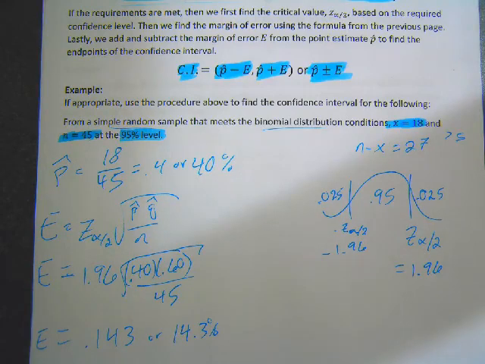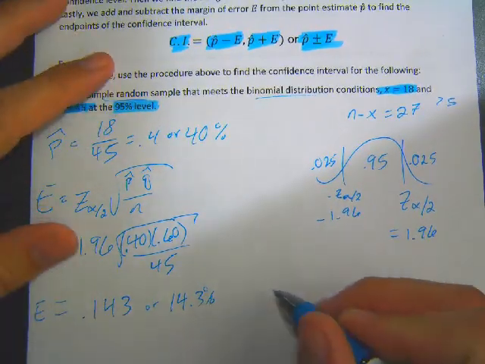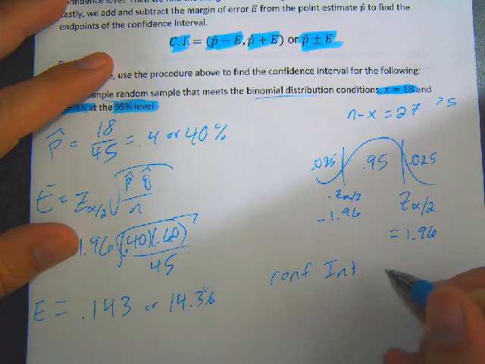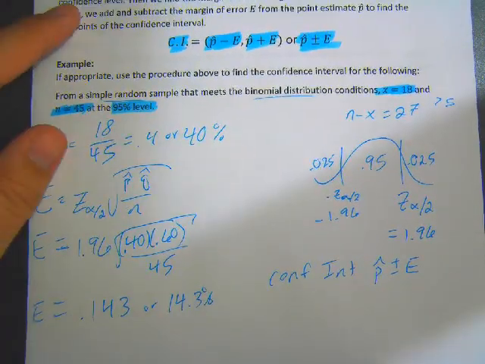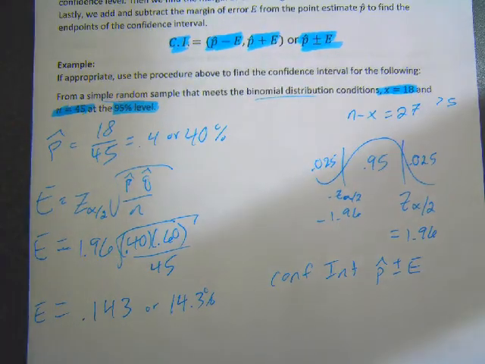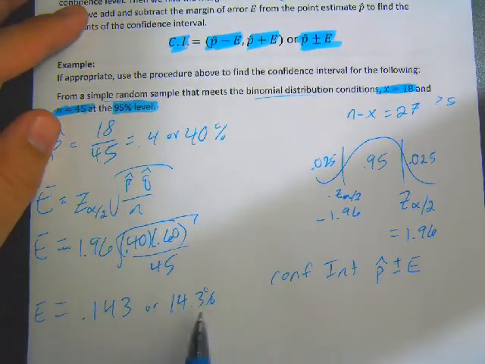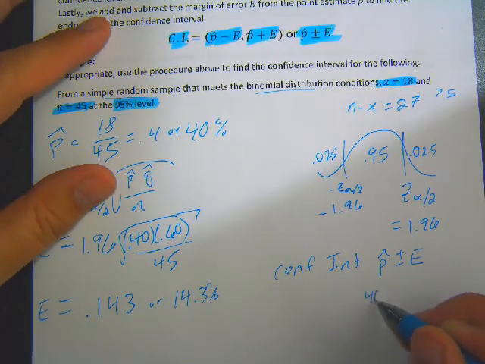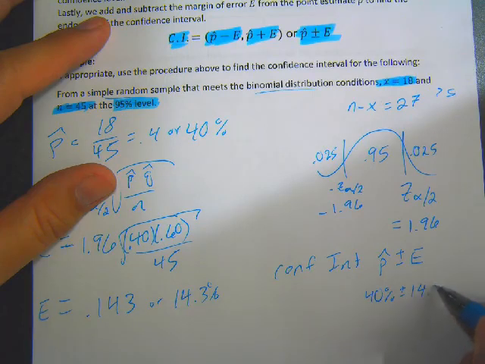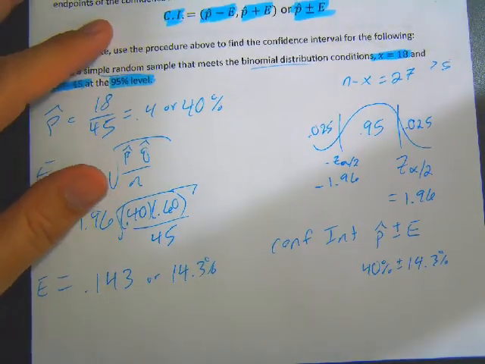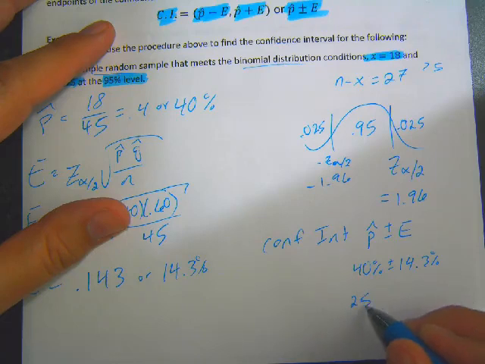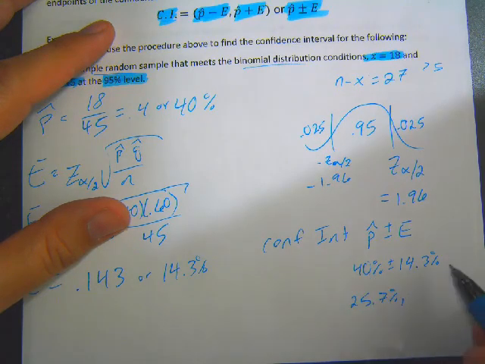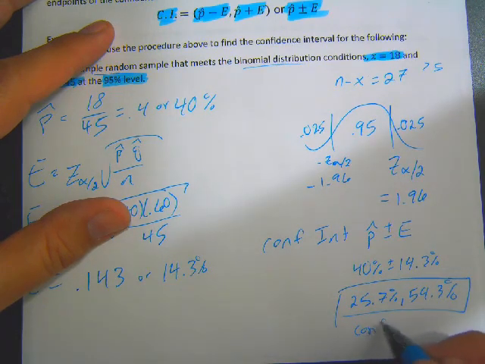Now the last step is to build our confidence interval. And remember, to find our confidence interval, we take the p hat and we add and subtract the margin of error. So p hat we said is 40%. That's our percentage that have the characteristic, the percentage of success, and we add and subtract this 14%. So we're going to do 40% plus or minus 14.3%. That's how this is going to work. So if I subtract 14.3, I get 25.7. And if I add 14.3, I get 54.3%. And that is our confidence interval.